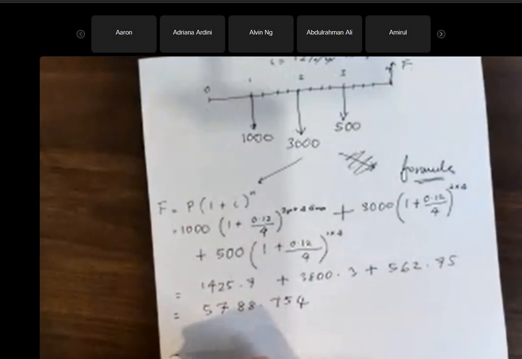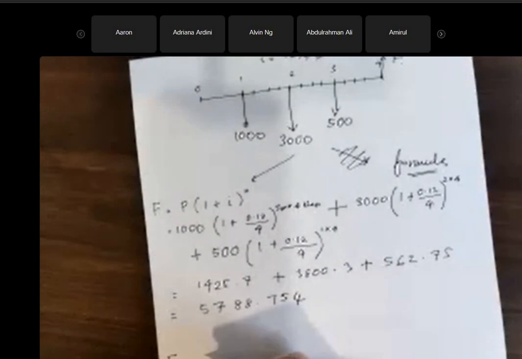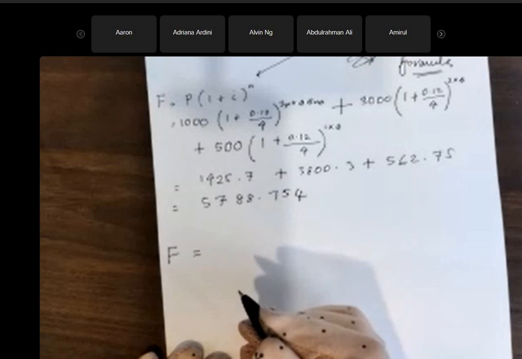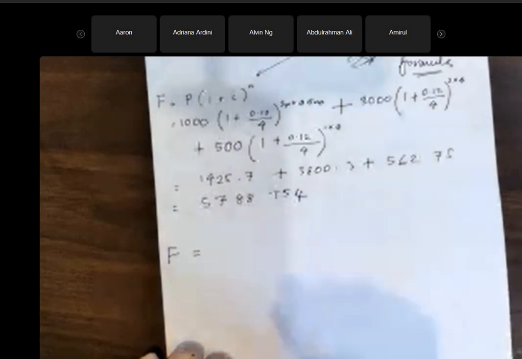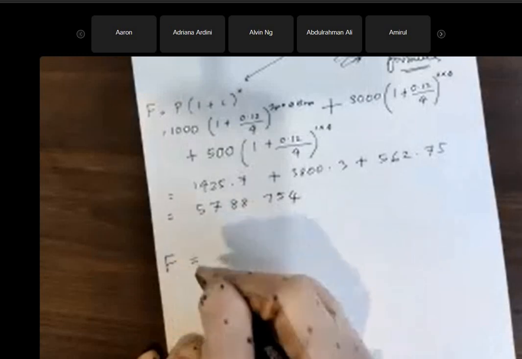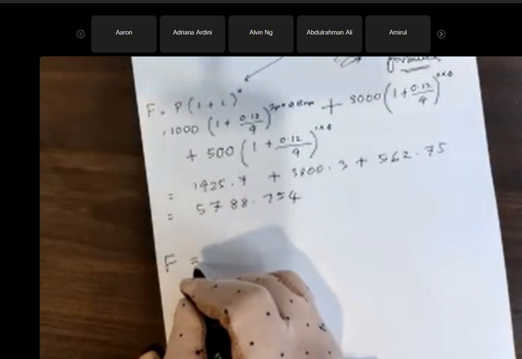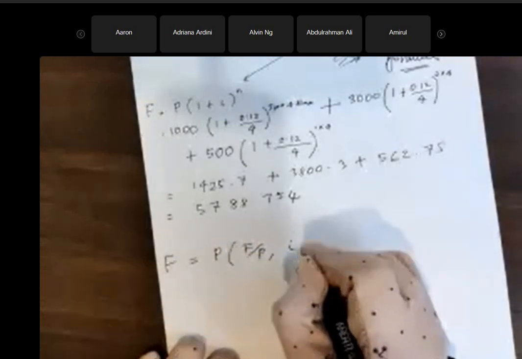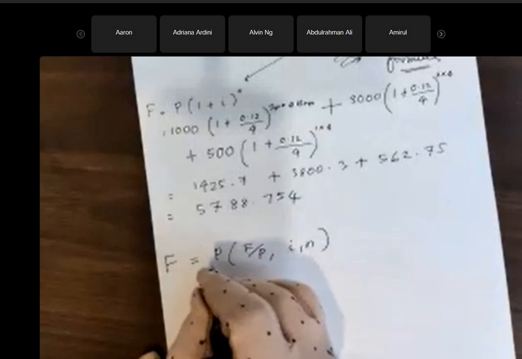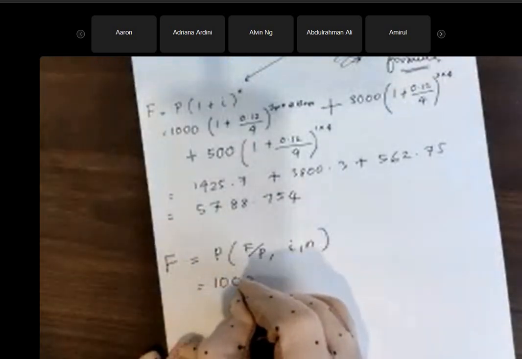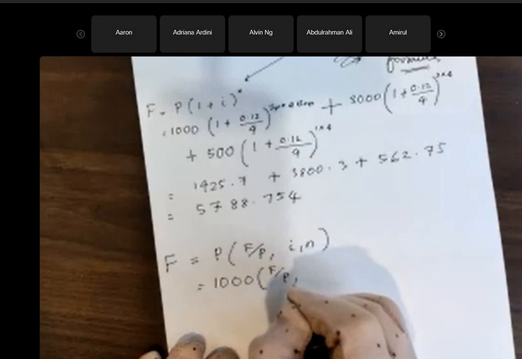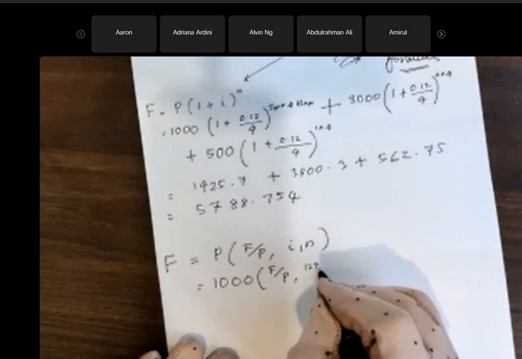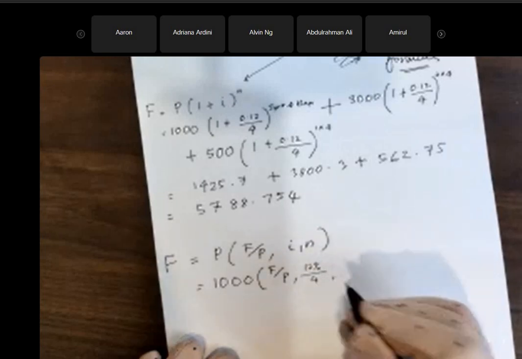Now I want to use the table. If I want to use the table, how to write this one? So F, you have F over P, I. The first P is 1000, F over P. So I here is what? Nominal only. The same 12% divided by 4. This one is nominal. Don't use effective.